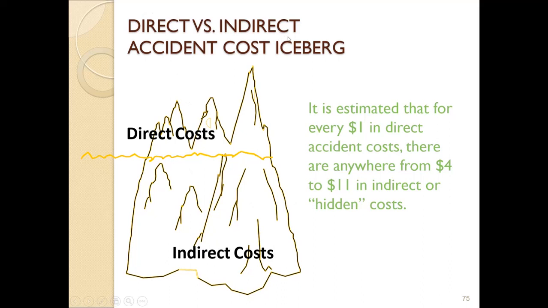Okay, direct versus indirect accident cause: the iceberg. Basically, this is the direct cause, as you can see at the surface of the sea. So we call it an iceberg. In the real situation, the indirect cost is under the surface of the sea, and the indirect cost is more compared to the direct cost. It is estimated that for $1 of direct accident cost, there are anywhere from $4 to $11 in indirect or hidden costs.